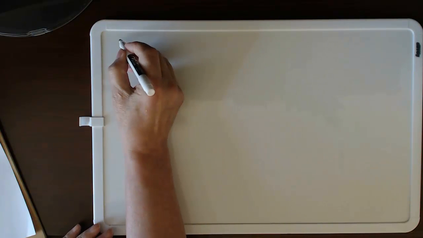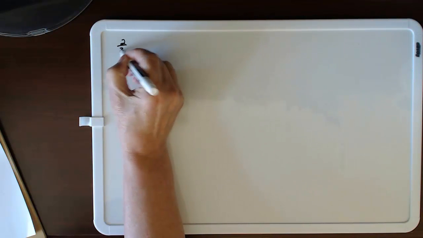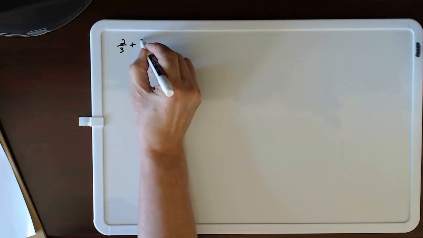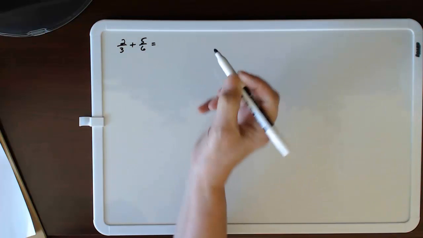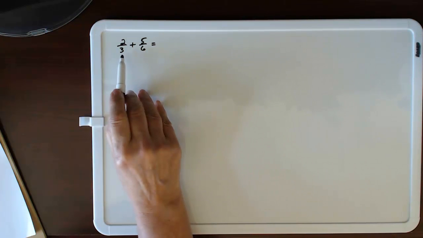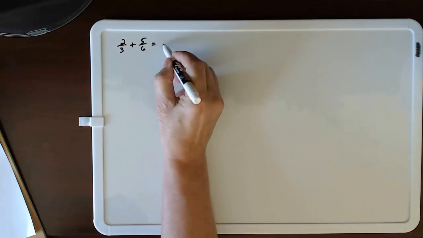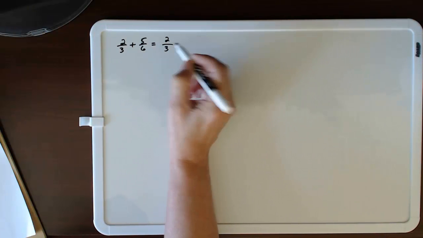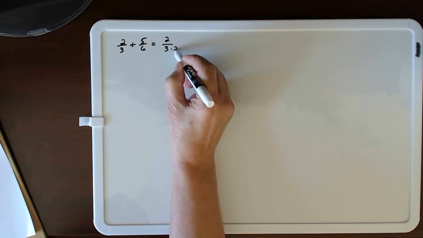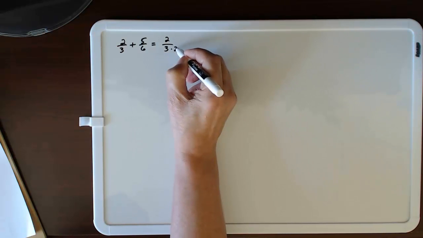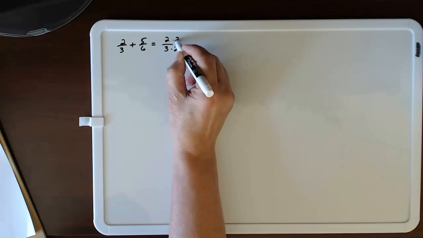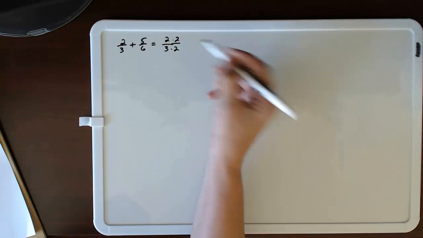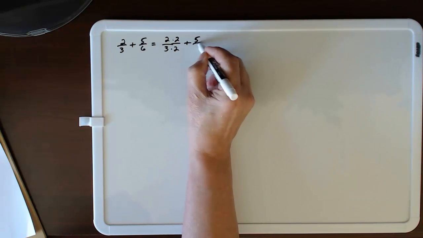We're going to add fractions that do not have a common denominator. 2/3 plus 5/6. We want a common denominator. Since we know that 2 times 3 equals 6, we can write this over here. And if we multiply 3 times 2, then whatever we multiply the denominator by, we also have to multiply the numerator by that same term, plus 5/6.